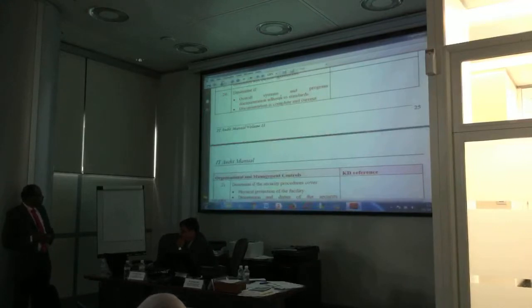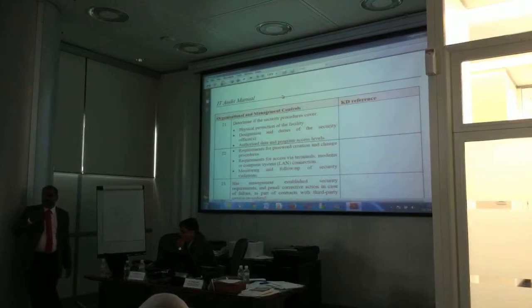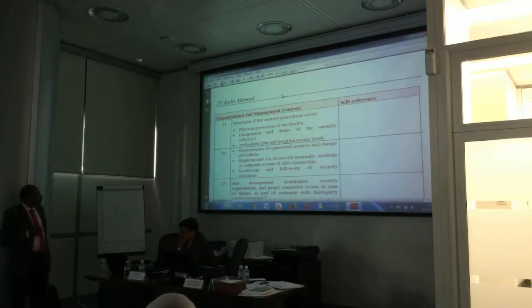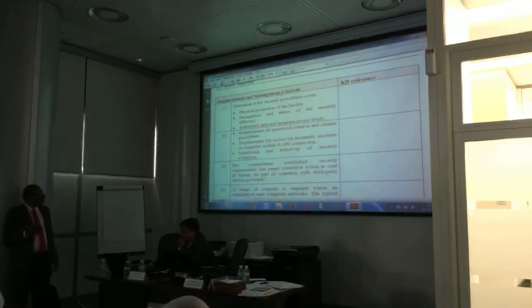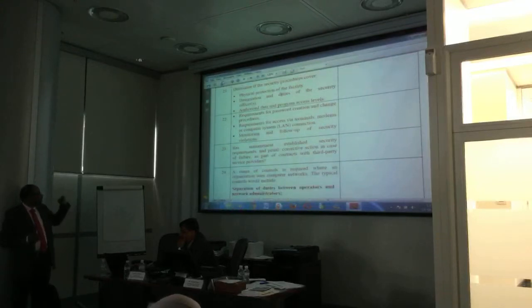Then security policy: physical protection of the data center, and if it is web-based, what extra checks you have taken, whether you have a firewall system, how authentication is done. Then designation and duties of the security officer, because once it is in the system, some kind of system audit, security audit is also required. Password creation and change.